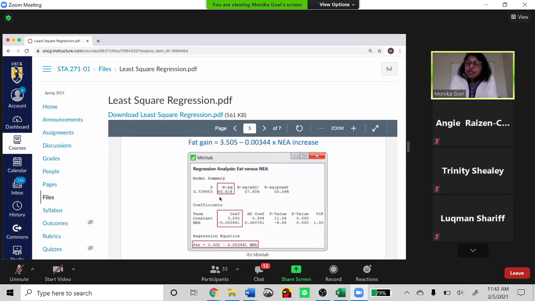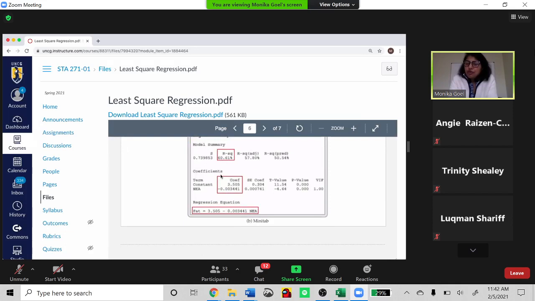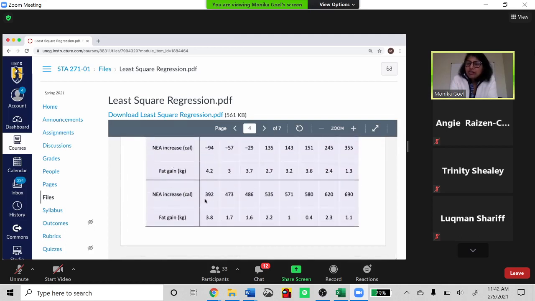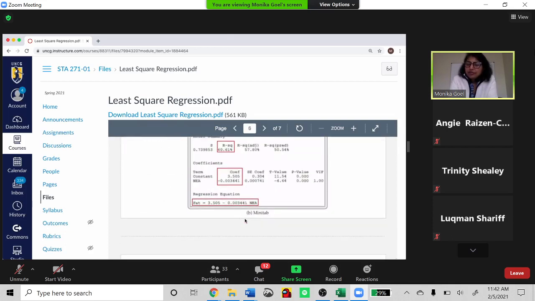In the result, you see that it gives you the value of r square. And that is what we just did for the regression line, r square. So you don't have to calculate it manually, you get that value. And then it says adjusted r square and r square predicted. And then you see coefficients, and the terms constant and NEA. So this is according to your example. When you have this, just look for the first column where it says coefficient.